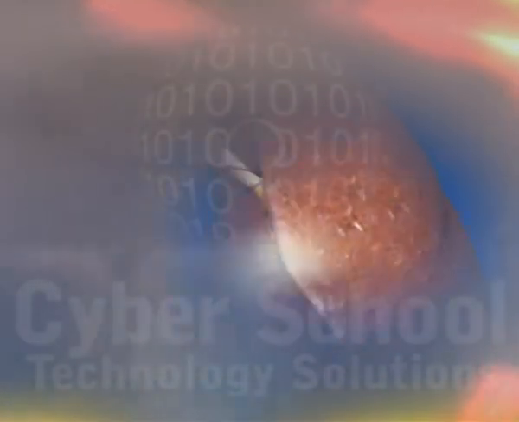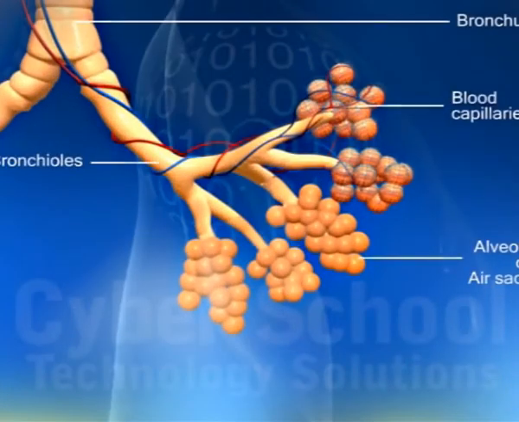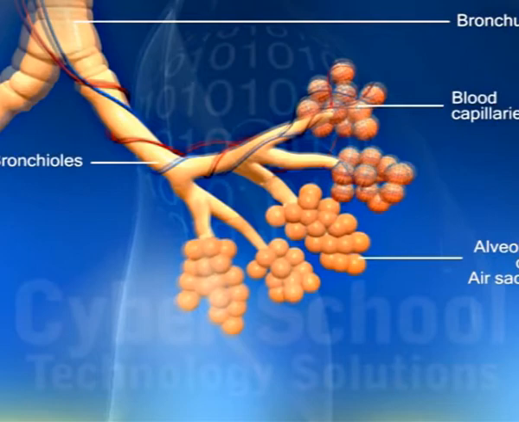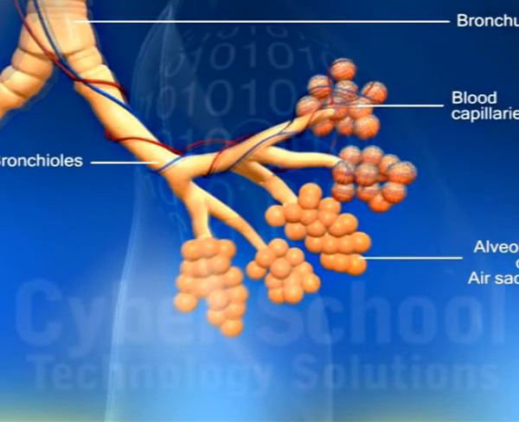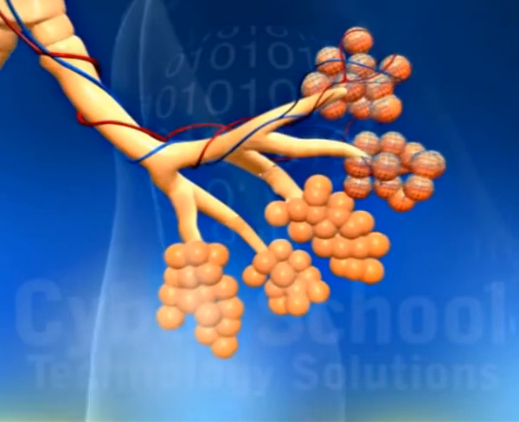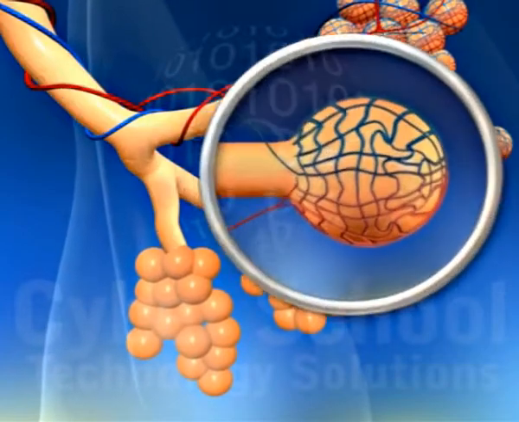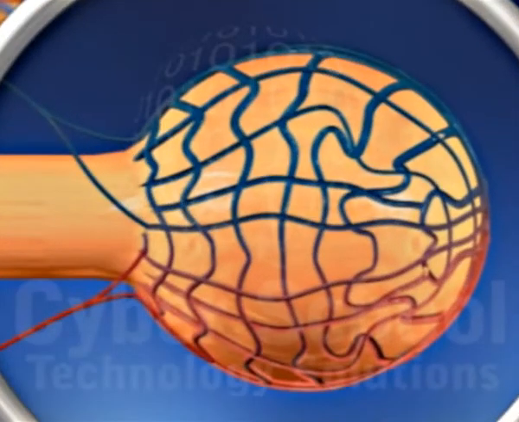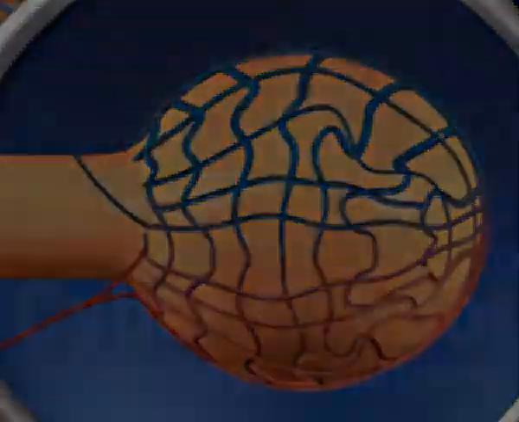Air sacs or alveoli are richly supplied with blood vessels, and it is here that gaseous exchange occurs. Oxygen from the air sacs diffuses into the red blood cells. Carbon dioxide diffuses in the opposite direction to the alveoli and is expelled from the lungs during expiration.